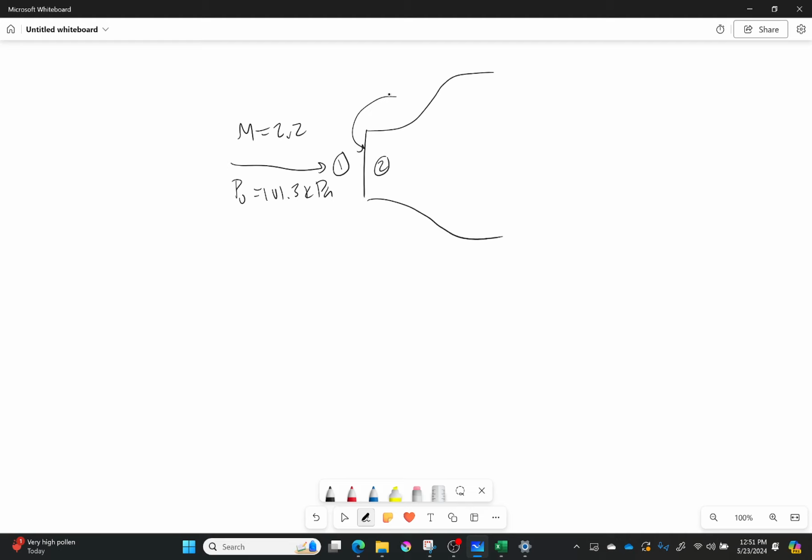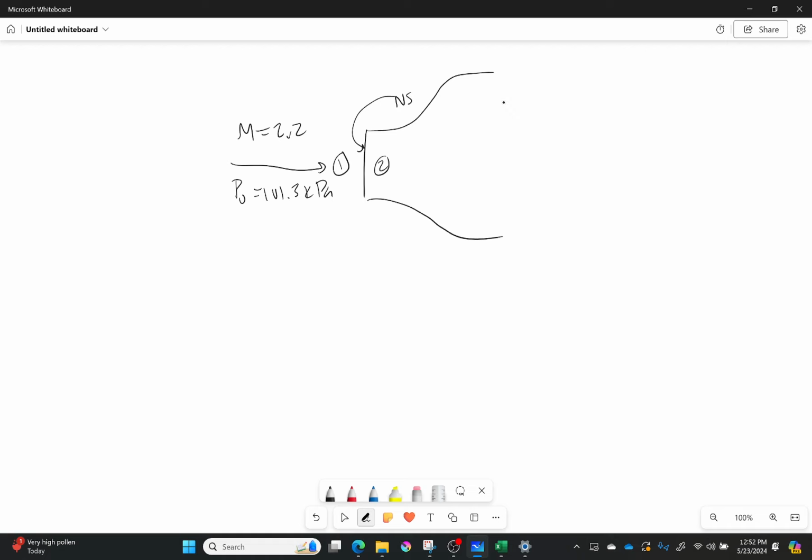Let's try a slightly different problem this time. In this case, I have a diverging nozzle, like this, and I have a flow that is Mach 2.2 and a stagnation pressure that is 101.3 kilopascals right outside of it. That's area 1. Call this area 2 because there is a normal shock standing in the entrance of this nozzle.